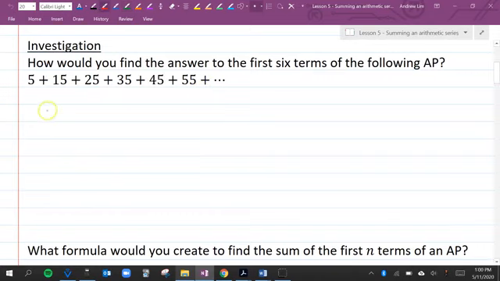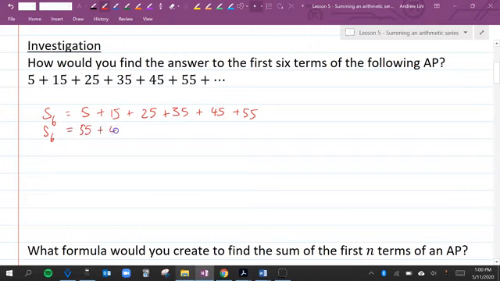Okay, so what I would do is, on the sum of the first six terms, I might write it out. I might just write this as it is. 5 plus 15, 25, 35, 45, and 55. And I could actually reverse that. I can say that the sum of the first six terms is actually 55 plus 45 plus 35, 25, 15, and 5. Because they're exactly the same thing.